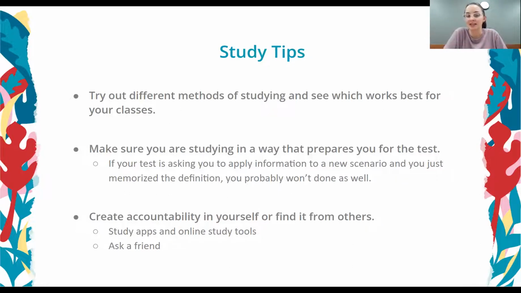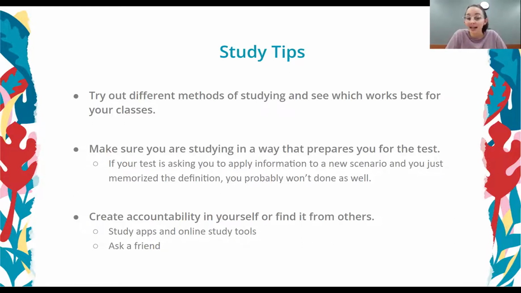Different things like that. And then the last thing is creating accountability in yourself or finding it from others. So in order to have strong academic success skills, we need to make sure that we're actually following through on stuff that we say we're going to do. And when we plan our time, making sure that we actually go ahead and manage it well, and follow the plans that we have or adapt in ways that are positive for that.